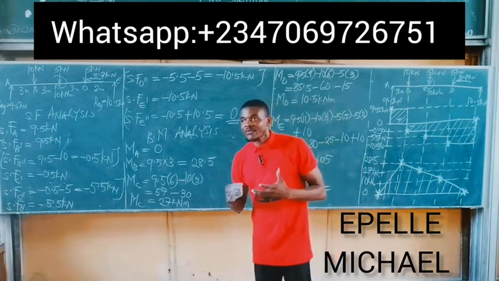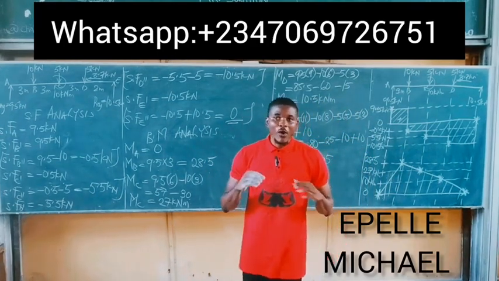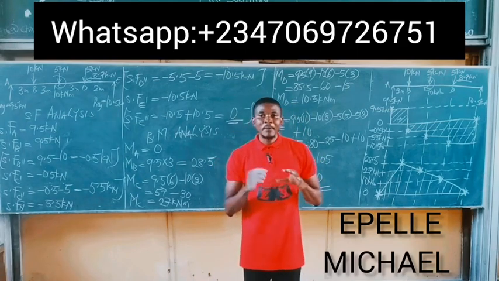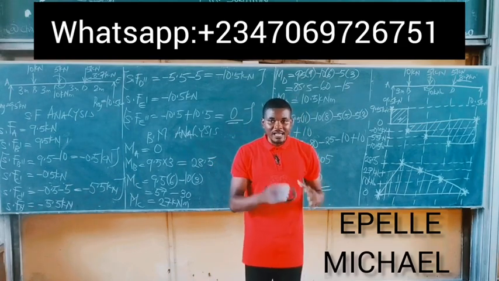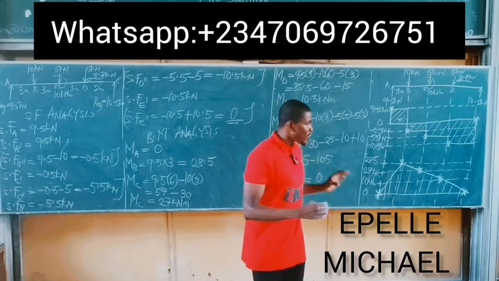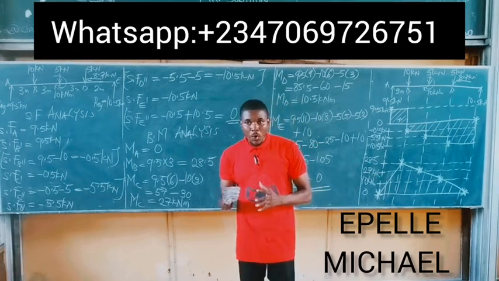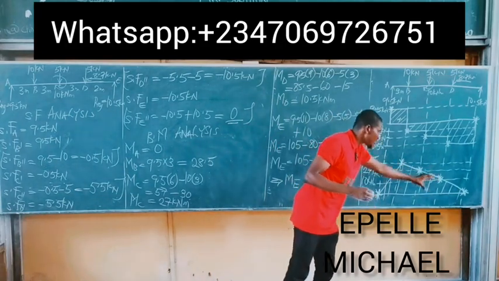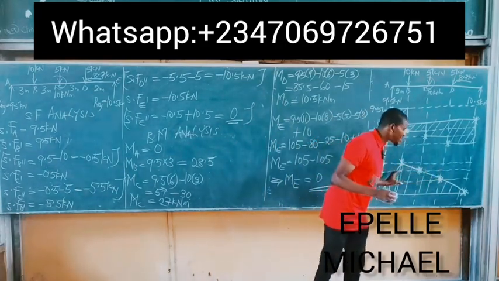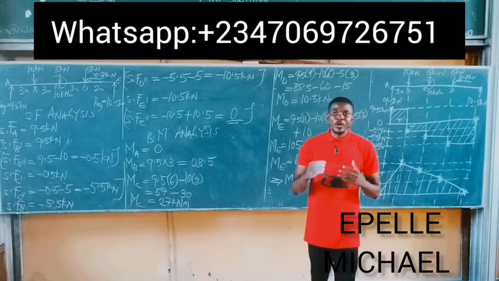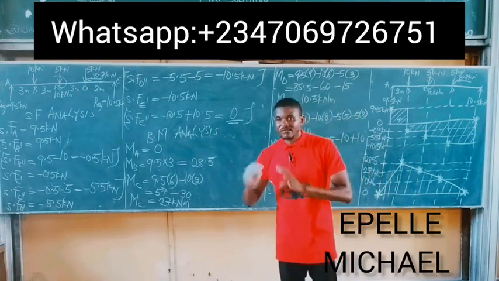Meanwhile, if you're also asked to find the point of contraflexure, that is the point where bending moment changes sign from positive to negative. If you assess this diagram, there is nowhere the bending moment changes sign. The whole bending moment lies on the positive axis, with no negative change, which means the point of contraflexure in this question is simply 0.